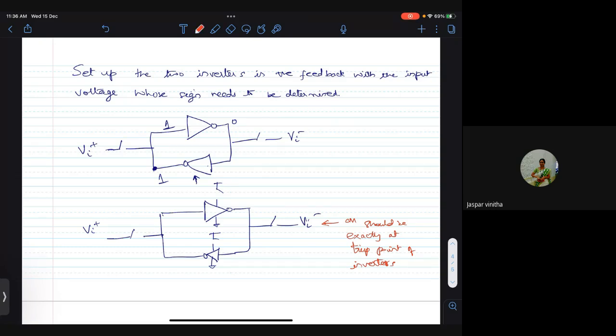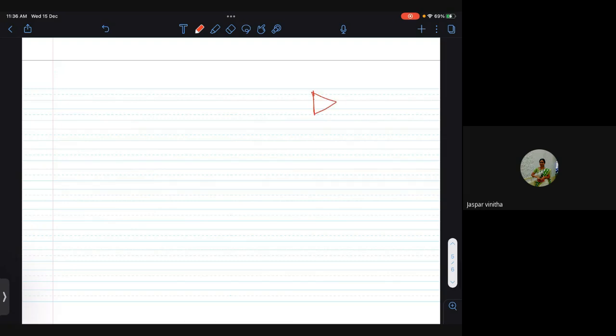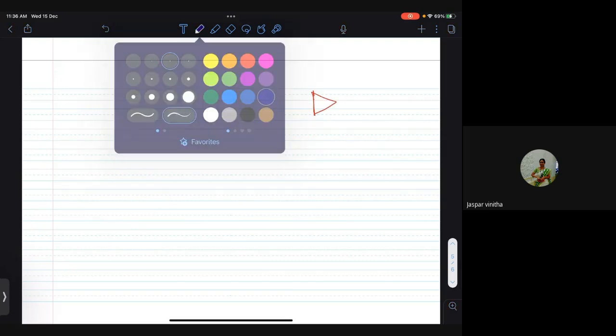So what we do generally is that we use a slightly different circuit in which we pre-charge both the outputs of the inverter to VDD. So what that is, I will show here. So what we do is, take this inverter circuit, you pre-charge both of these nodes to VDD.